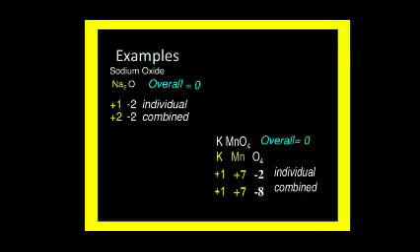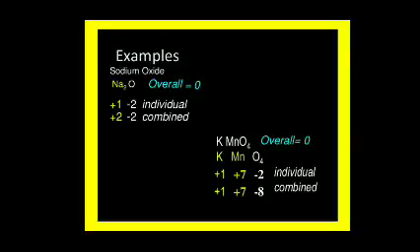Sodium oxide, Na2O. Here sodium, a first group element, has oxidation number +1. Oxygen oxidation number is -2. Sodium +1 into 2 plus oxygen is equal to 0, so 2 plus oxygen is equal to 0, then oxygen is equal to -2.